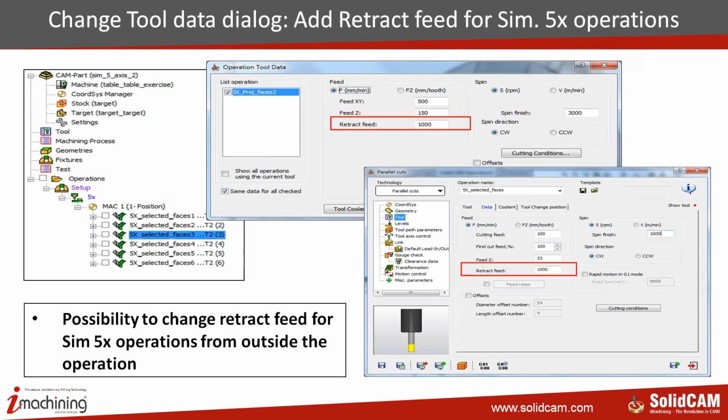The first improvement that we see is that we have now added a retract feed rate that you can now define in all simultaneous 5-axis operations. Earlier the retract was directly a G00 function. Now it's added as a feed. You can define that as feed.